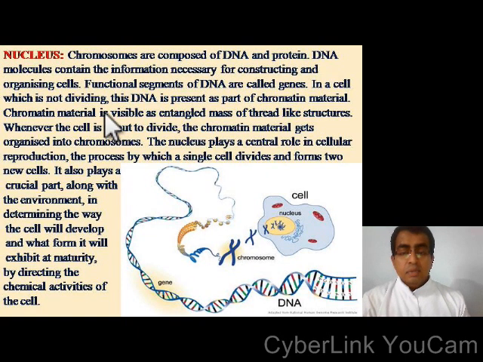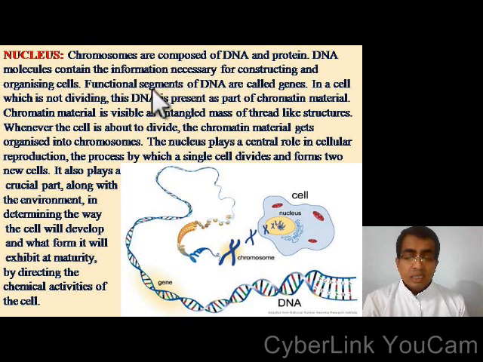Let us see about chromosomes. The chromosomes are composed of DNA and protein, and DNA molecules contain the information necessary for constructing and organizing cells. The functional segments of DNA are called genes. You can see here the cell, the nucleus, chromosomes. Chromosomes are composed of DNA and protein. The functional segments of DNA are called genes.